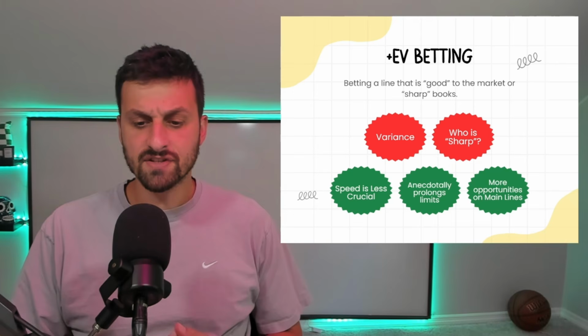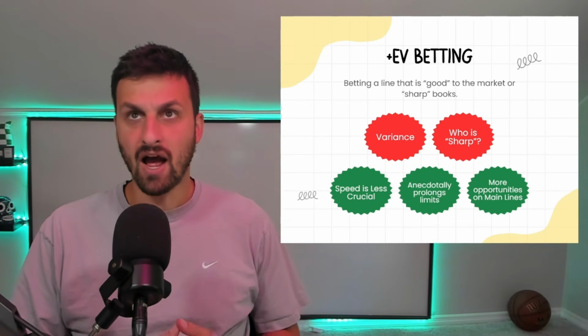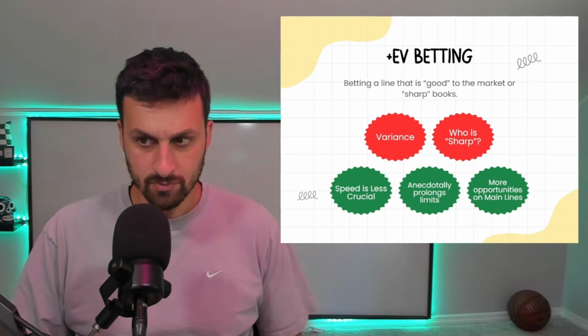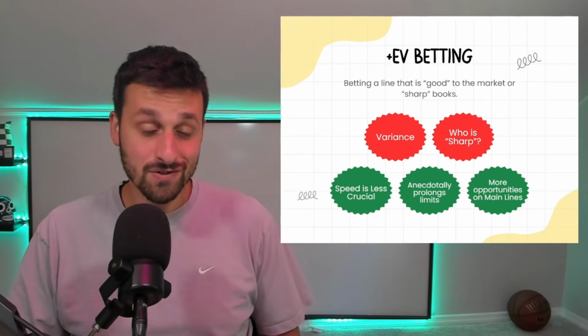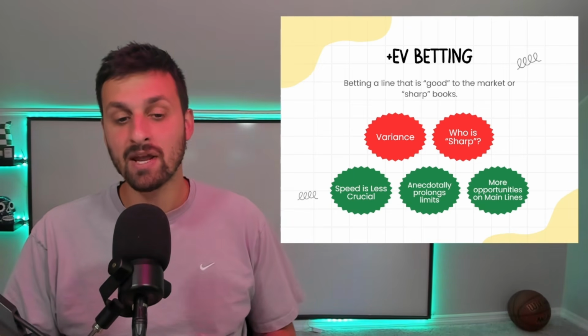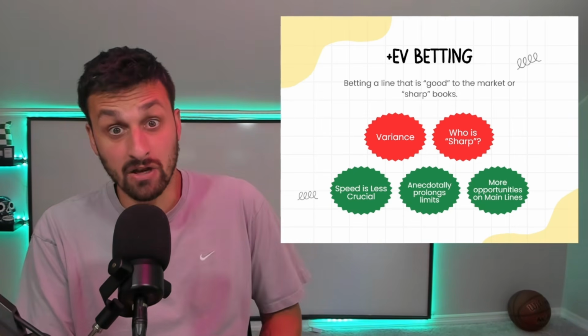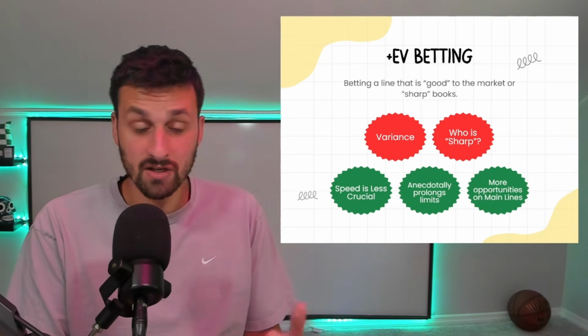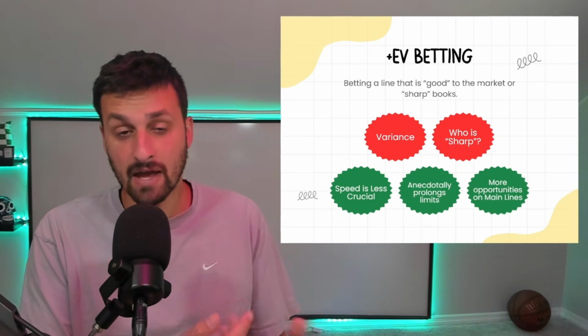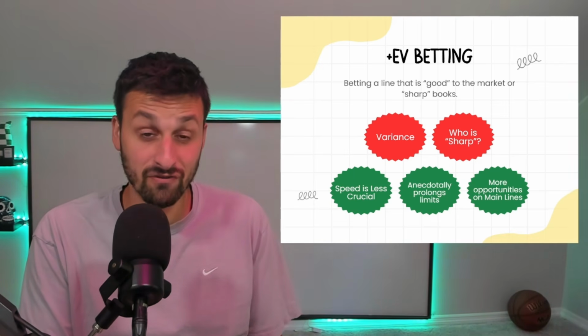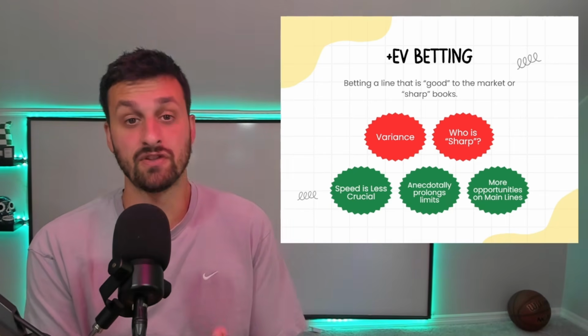One of the other big cons is deciding who is sharp. Now, this is something that I have learned over the course of my sports betting career, and there are a lot of disagreements on this within the industry. I would recommend that you figure out who you trust, whether that's FanDuel, whether that's Pinnacle, whether that's Circa in certain markets. But for the most part, it's widely accepted that Pinnacle, Circa, and even FanDuel are becoming some of the sharper books in the industry.